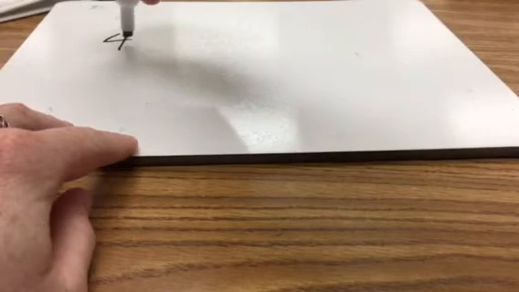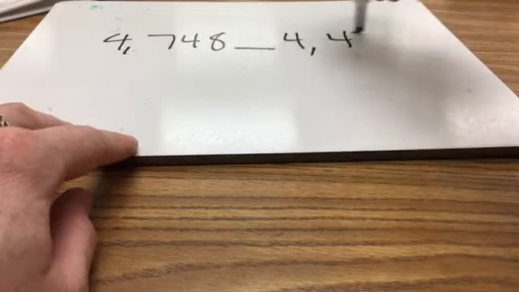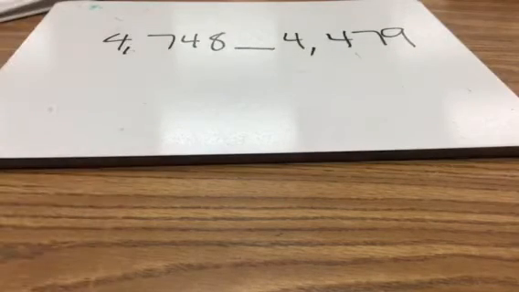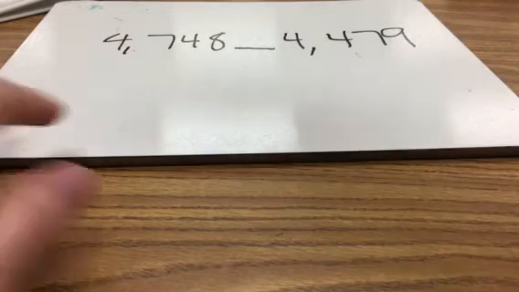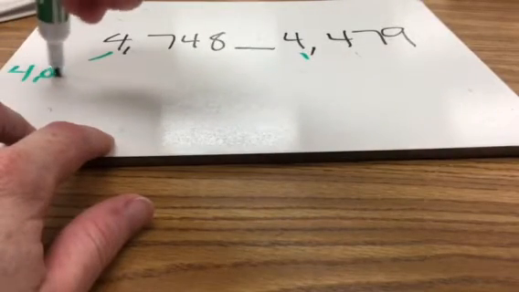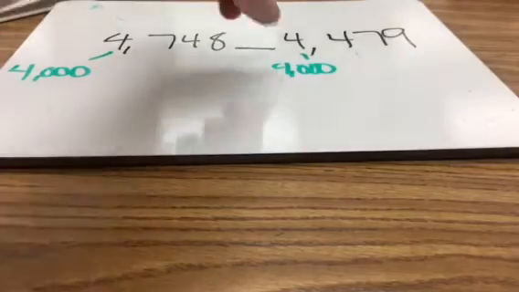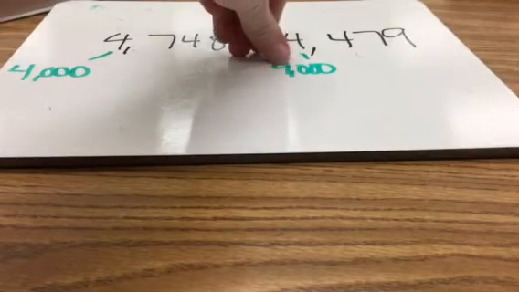Number 3, which words would make the statement true? So we have 4,748 compared to 4,479. Now remember, you're thinking about money. If this was money, which one would you rather have more of? So we're going to look at the values. We know that thousands are worth more than 1, so we're going to look at the thousands. We have 4,000 on this side and 4,000 on this side. That doesn't tell us a whole lot, so we have to go to the next biggest value.